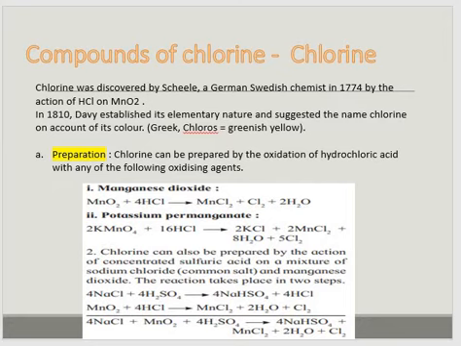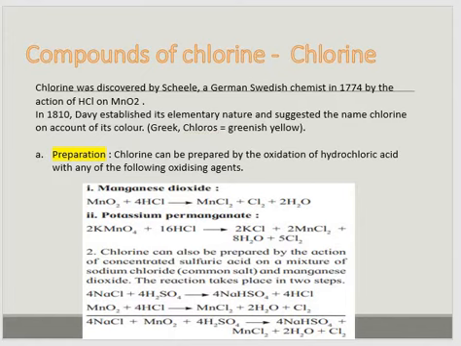Before that, chlorine was discovered by Scheele, a German-Swedish chemist, in 1774 by the action of HCl on manganese dioxide. In 1810, Davy established its elementary nature and suggested the name chlorine on account of its color; in Greek, chlorus is greenish yellow. Generally we all know that chlorine gas is greenish yellow in color.